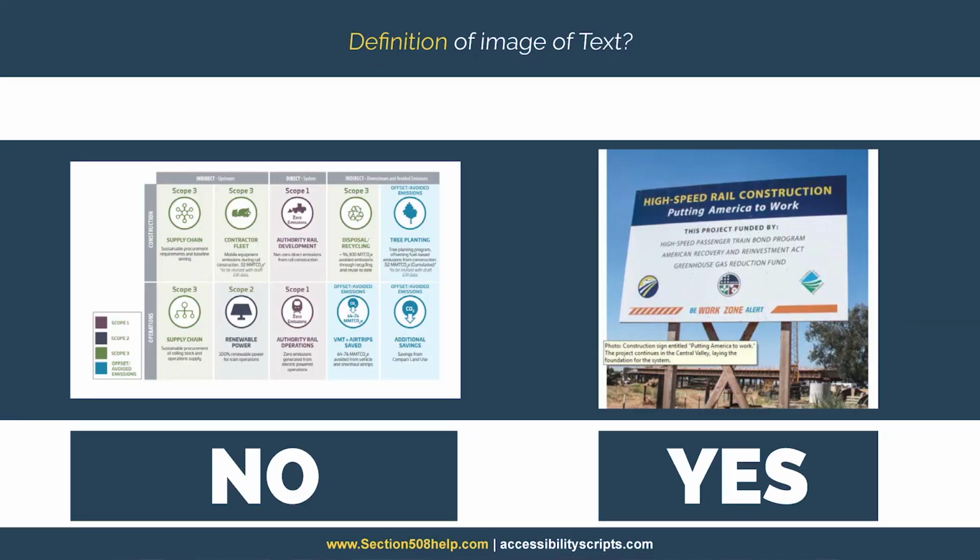So here you can see this other image is an image of a street sign, a construction sign actually, and it has text on it, but it's a photograph of text on a sign. So by definition it's image of text, but that's where alt text comes in. You would create alt text that reads what this sign is if it's relevant. Maybe the text that's on the sign really isn't the relevant part, but it's the idea that there is construction going on in the Central Valley.